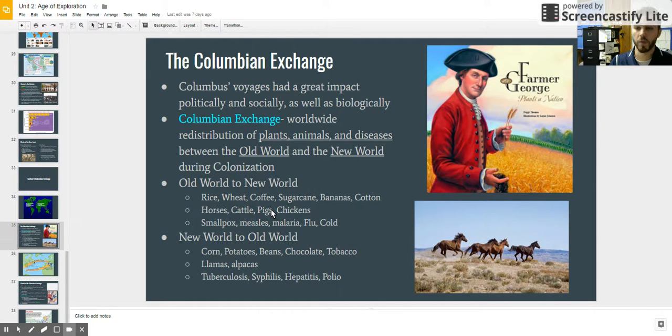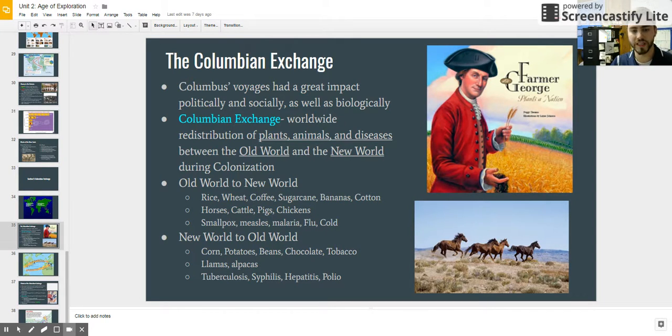Once these countries such as England and Spain and France had colonized these new worlds, they brought some of their old crops with them that they knew would grow really well here in the new world, where there was plenty of land, very fertile area, and they're going to start growing these things for a very large profit.